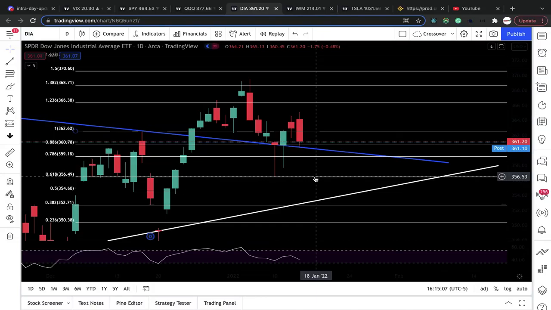356.4 has been well tested. It may hold, but I don't think so. And then the support level below that is 354. And down here 353.4. Okay, that's a big drop because it's at 361 right now.